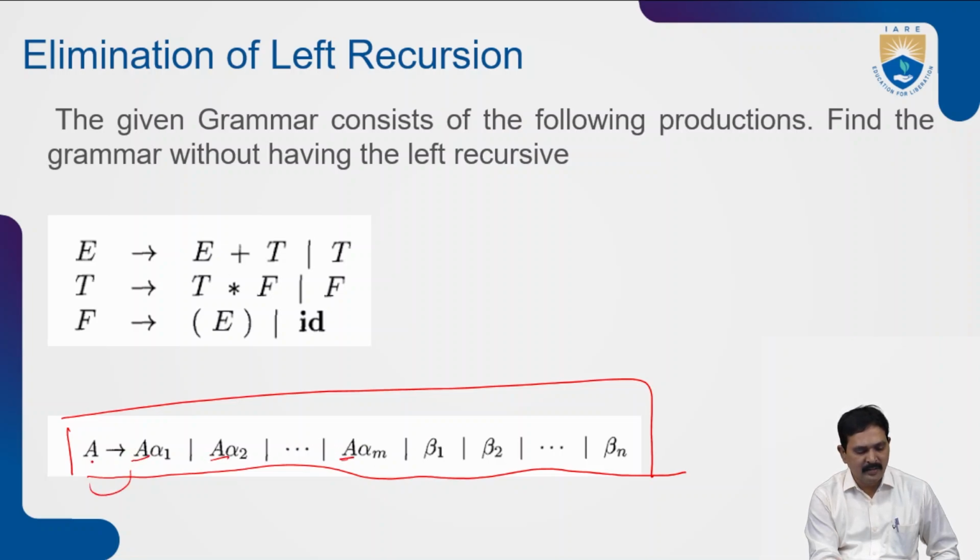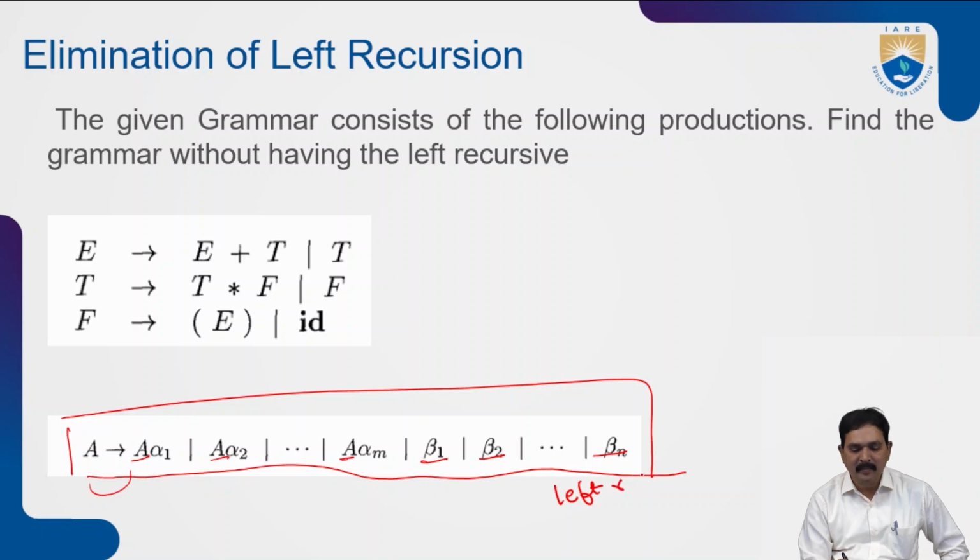That should be matched with the left-hand side variable. This is a form of left recursion. Sometimes the right-hand side may not start with the capital A; those are called beta values: beta 1, beta 2 and so on, beta n. So any production in this form, A implies A alpha 1, A alpha 2 and so on, then beta 1, beta 2 and so on, is called left recursion. This is the syntax we use for identification of left recursion.